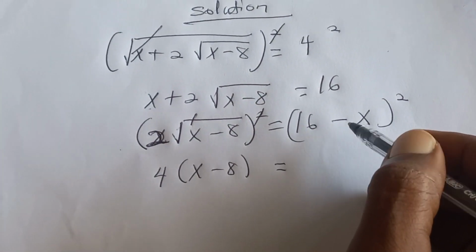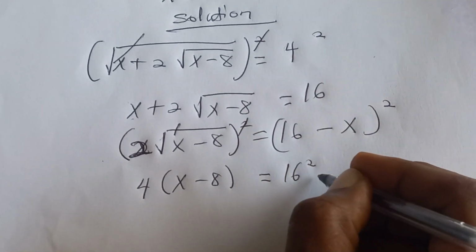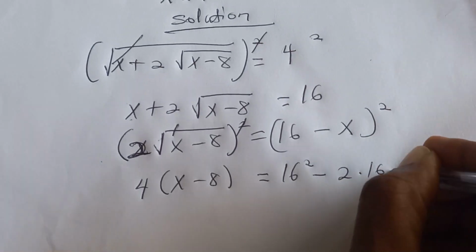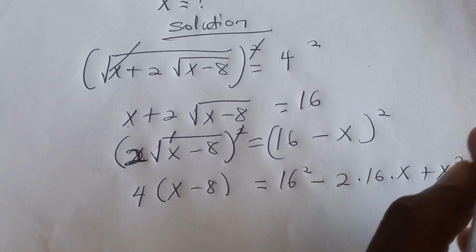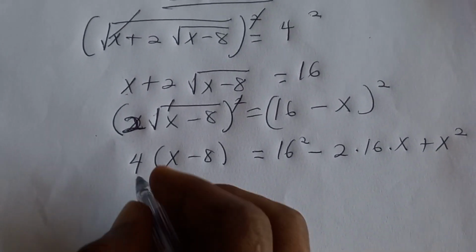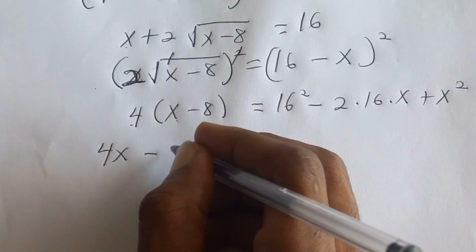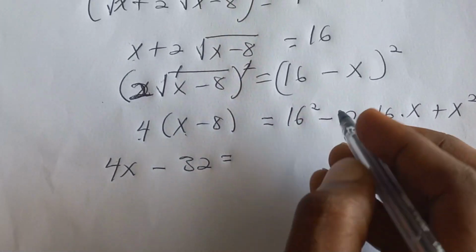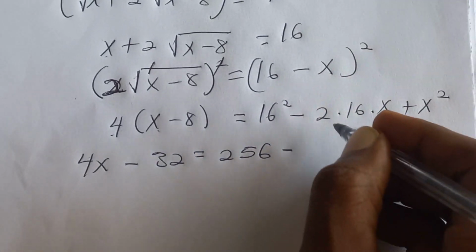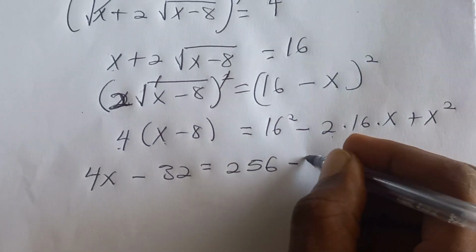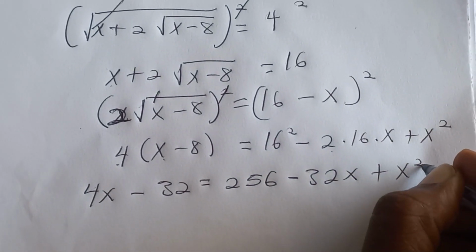When we express this in quadratic form in algebra, I'm going to get 16 squared minus 2 multiplied by 16 times x, plus x squared. So now we are going to get 4 times x is 4x minus 32, which is equal to 16 squared, 256, minus 32x, 16 times 2 is 32, plus x squared.